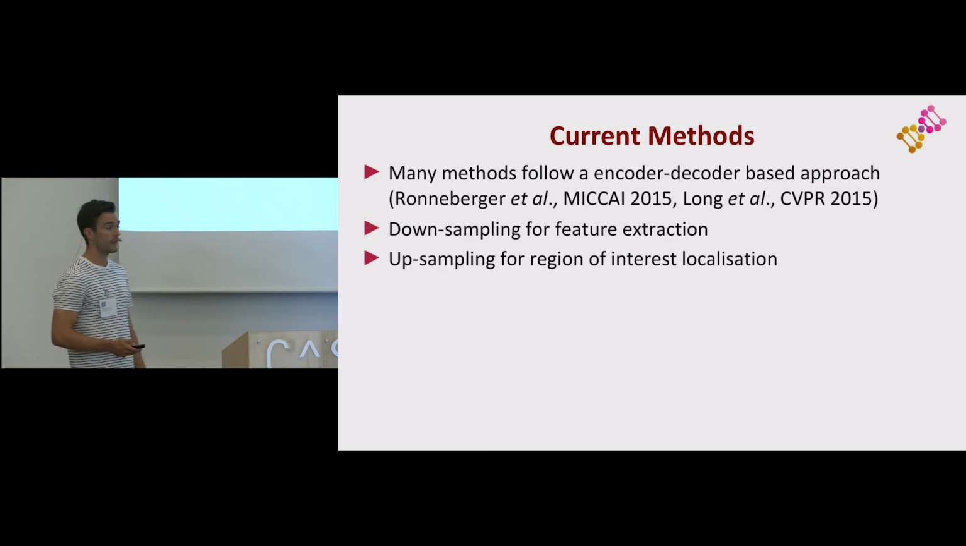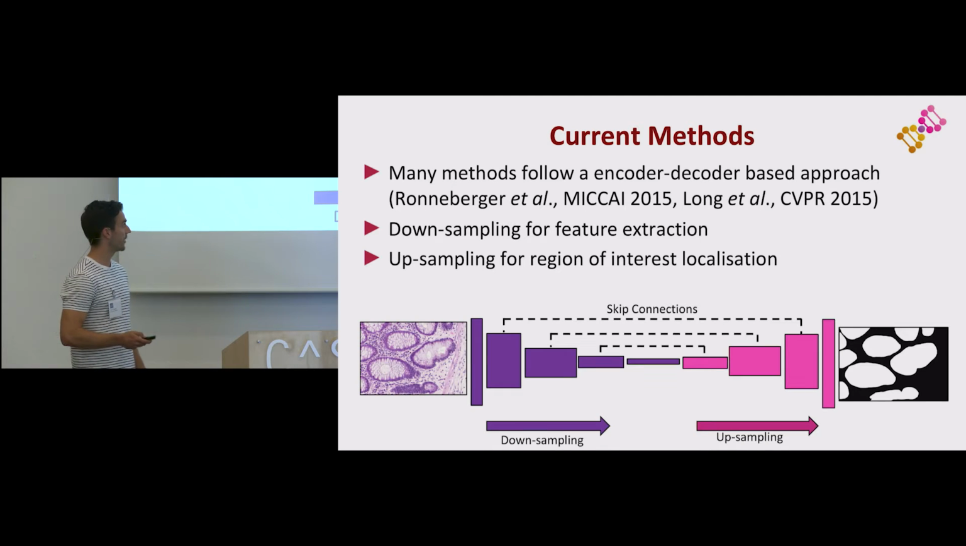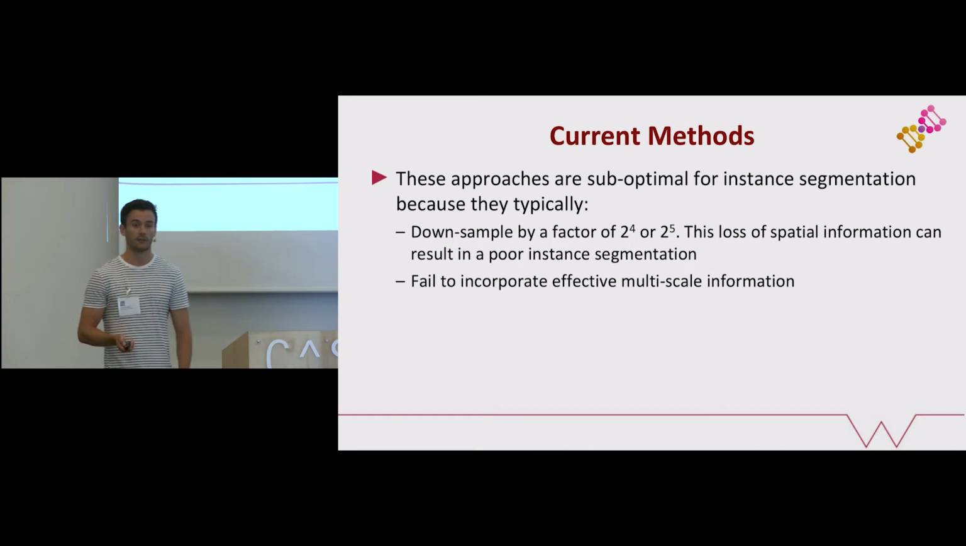However, current methods often follow an encoder-decoder approach, where these typically have downsampling for feature extraction and upsampling to localize the areas of interest. As well as this, skip connections are often used to transfer low-level information to the higher levels. But even though these methods have been very successful, they can be suboptimal for gland instance segmentation in particular. This is because of the downsampling within the network, where a significant amount of information is lost. As well as this, they often fail to incorporate the multiscale information, which is very important for gland instance segmentation.